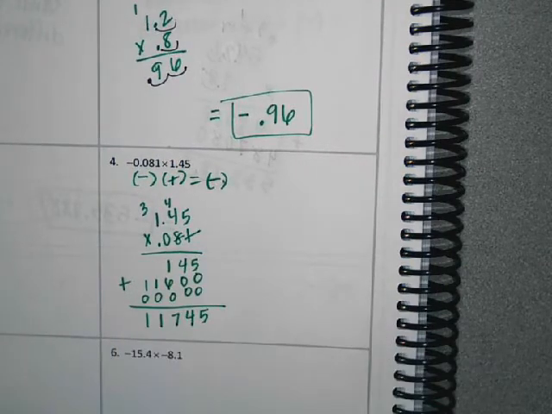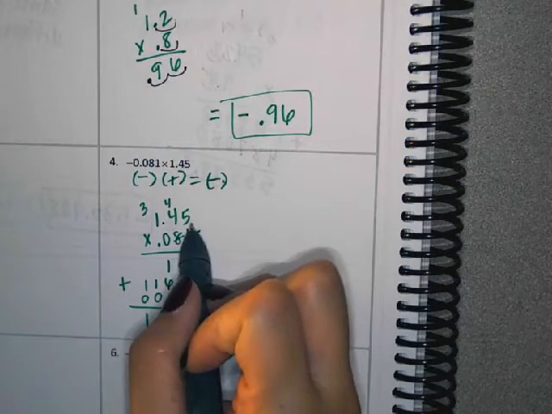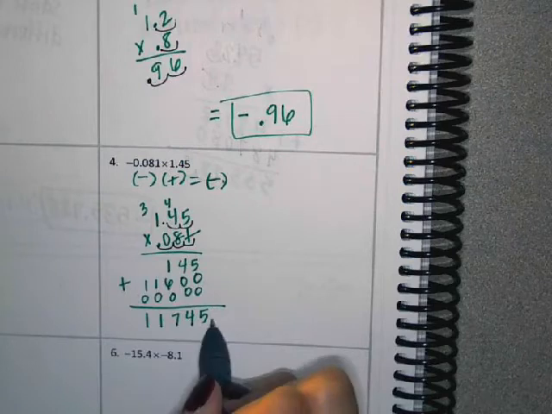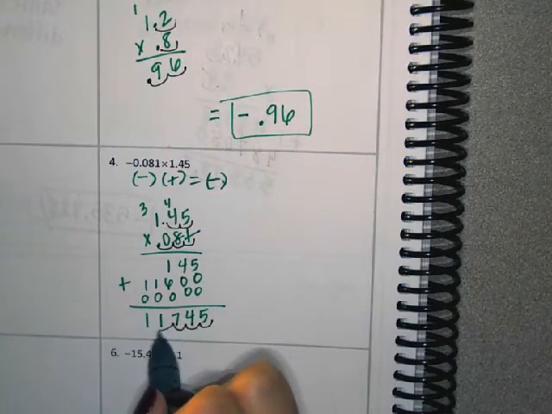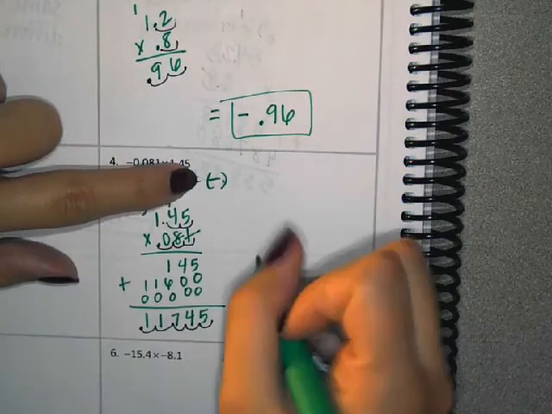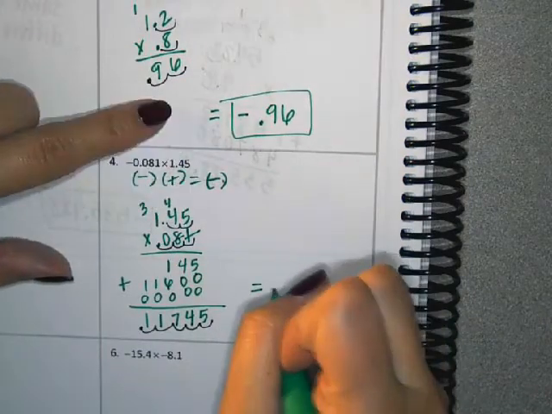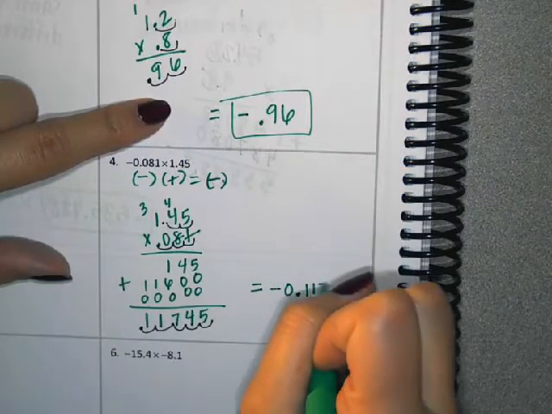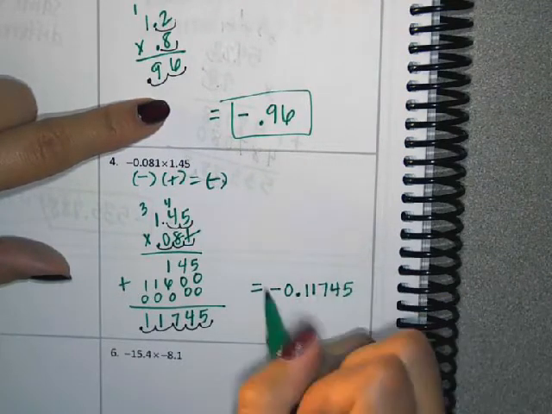And I'm going to move my decimal over. I moved it over a total of 1, 2, 3, 4, 5. So 1, 2, 3, 4, 5. Now with the correct sign, a negative sign, my final answer is going to be a negative 0.11745.